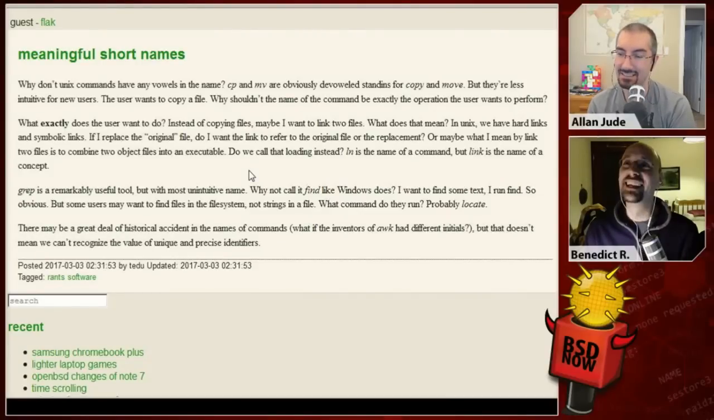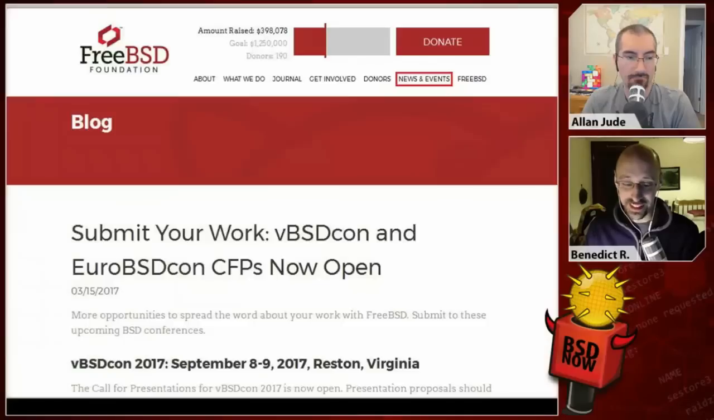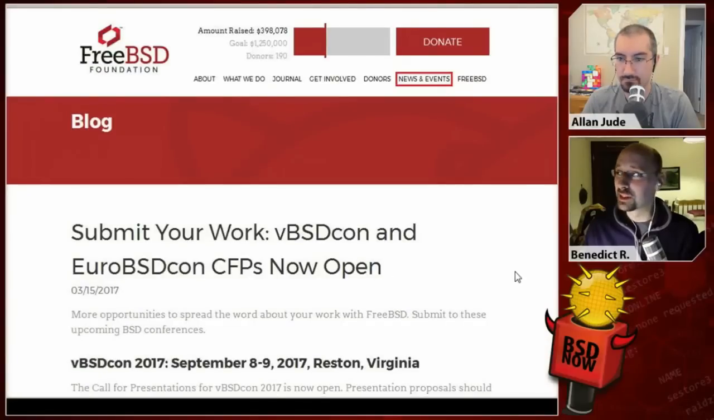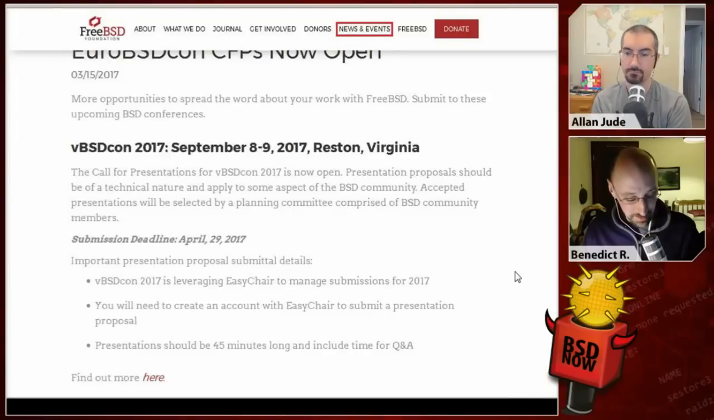But that does, or rearrange them in a different order. But that doesn't mean we can't recognize the value of unique and precise identifiers. So yeah, you can see how much trouble we can end up having just trying to name find. It's just a simple utility, or not so simple, but still the functionality to express the need or the command that you're inputting that you want to run.